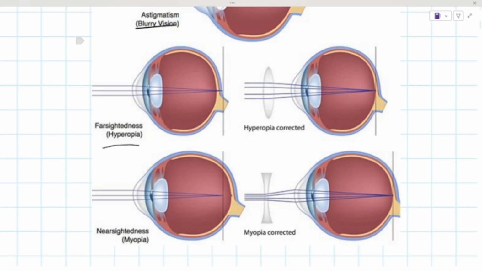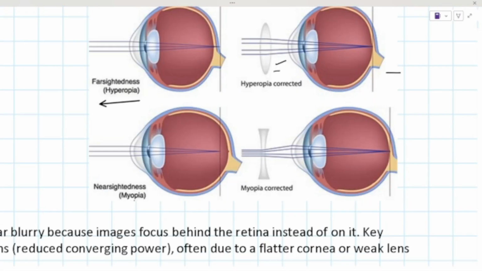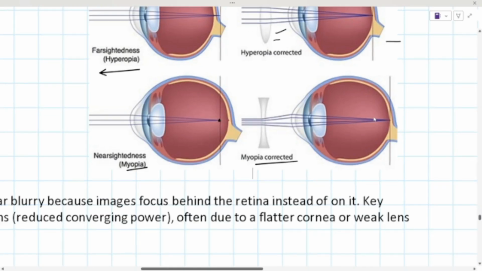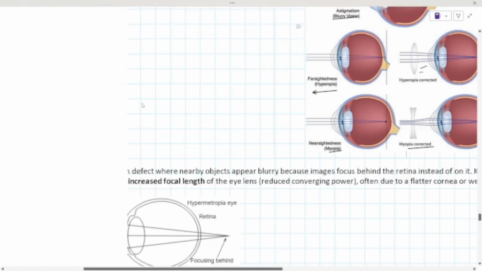That is known as hyperopia and corrected by a convex lens, diagram. Nearsightedness diagram will be the red one. Okay, is it clear? Yes. Any doubt?